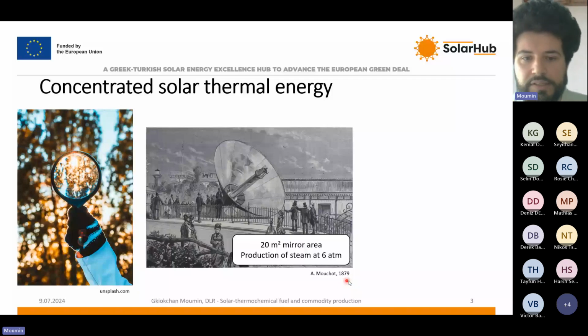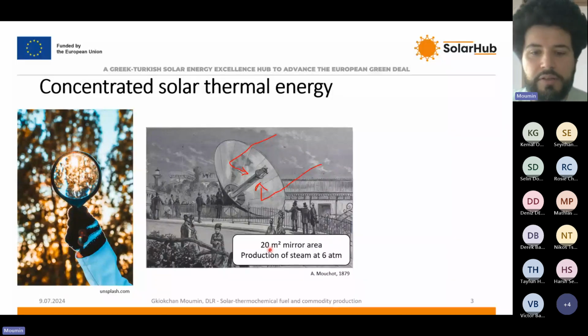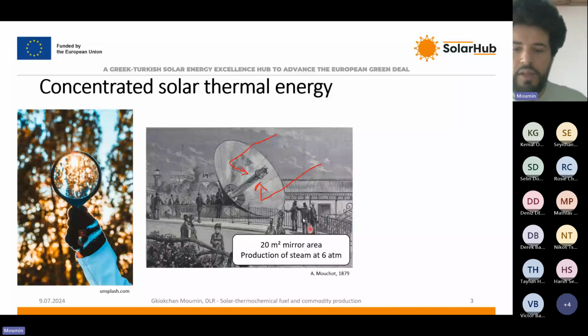You can see here his design where sunlight is hitting the parabolic mirror and then is focused on this tube in the middle. In this case, he made a design with 20 square meters of mirror area and produced steam at 6 atmospheres. Now, where are we currently with this technology?